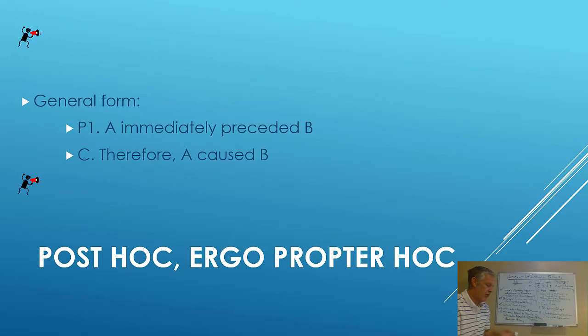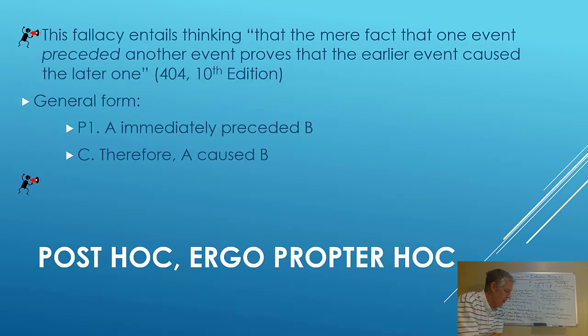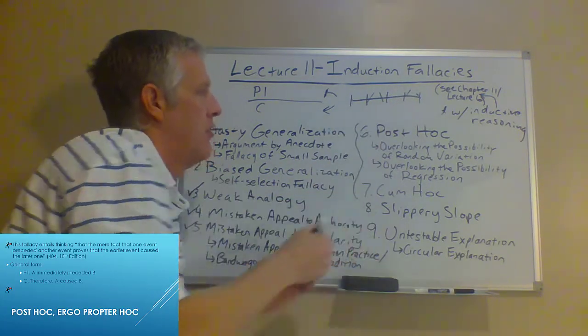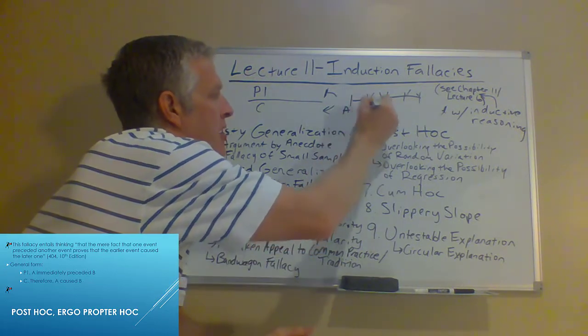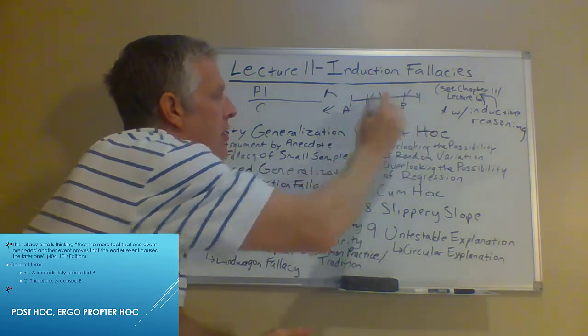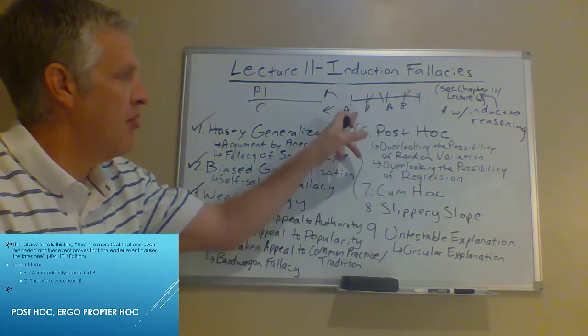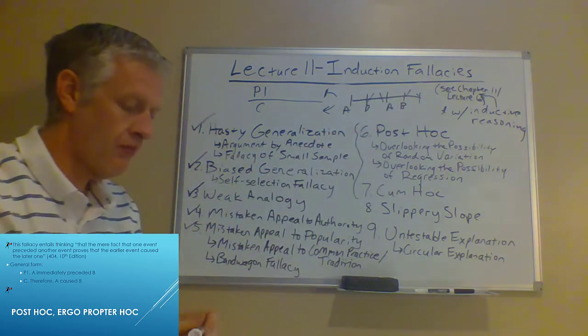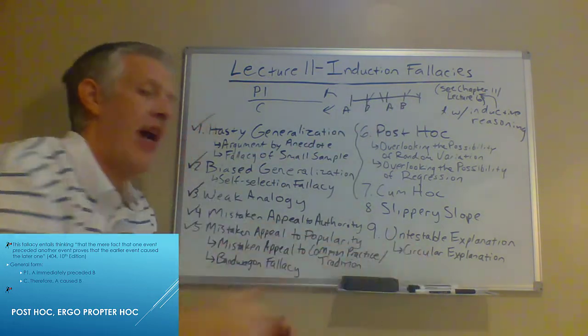Okay. As they mentioned, this is from the 10th edition, page 404. This fallacy entails thinking, quote, that the mere fact that one event preceded another event proves that the earlier event caused the later one. So I've already kind of alluded to this general mistake. The general form: A immediately preceded B. So we're going back to post hoc here. A immediately precedes B, so then they want us to infer, well, A caused B. But hey, that's not necessarily the case.